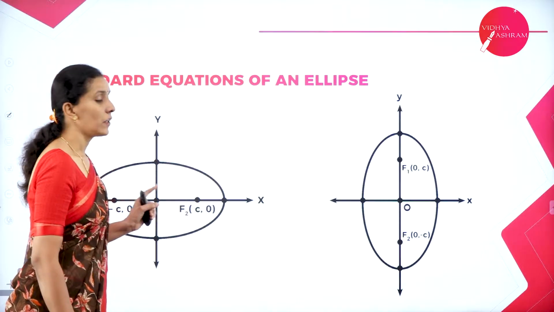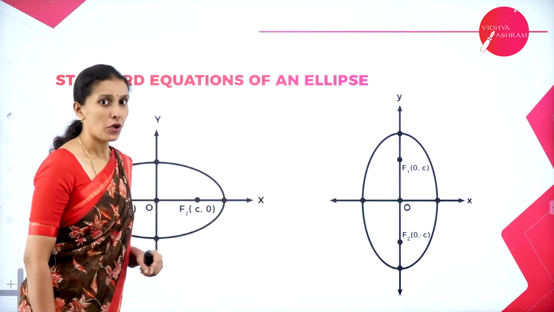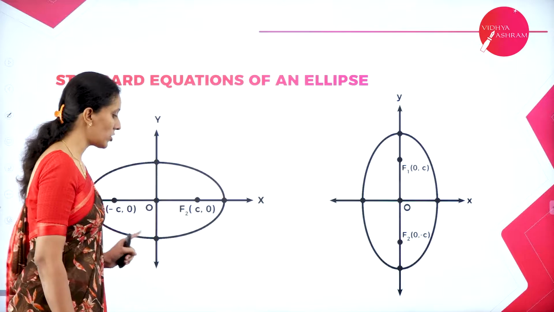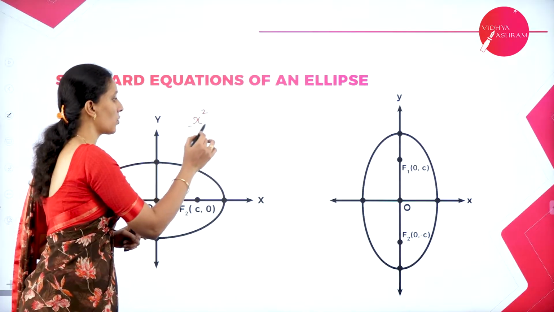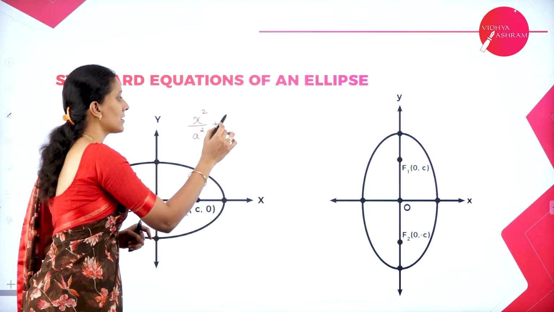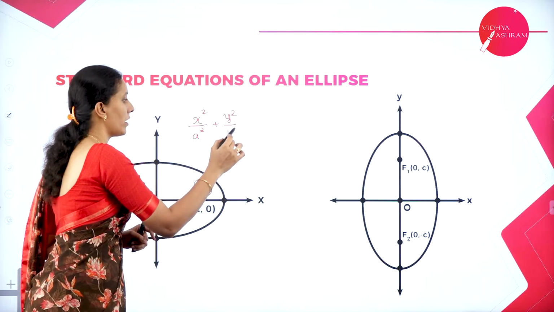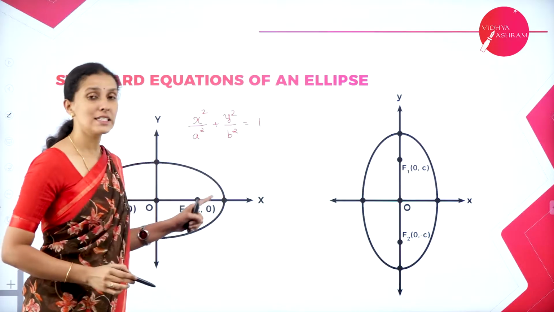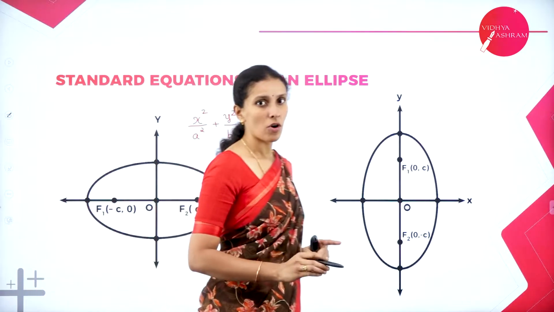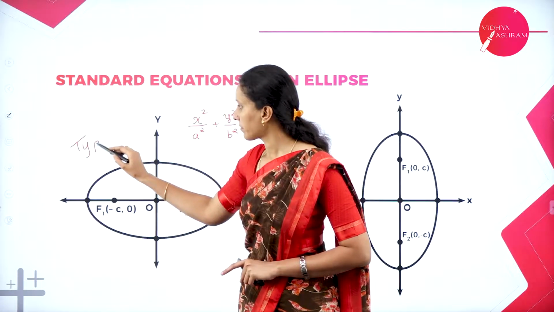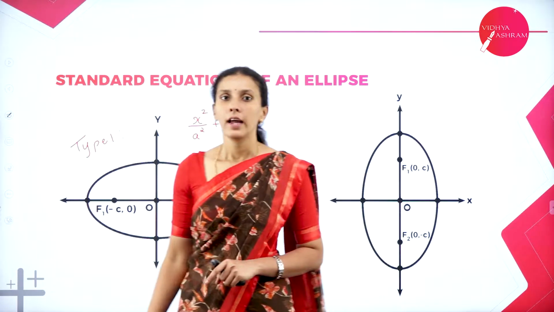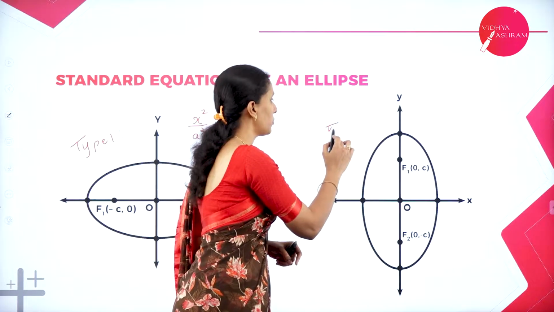So here we have the two orientations of an ellipse. We have learnt the standard equation of this form. So what is the standard equation of this form? That is x square by a square plus y square by b square is equal to 1. So this is the standard equation of an ellipse of this one. I'll call this type 1 and I'll call this type 2.